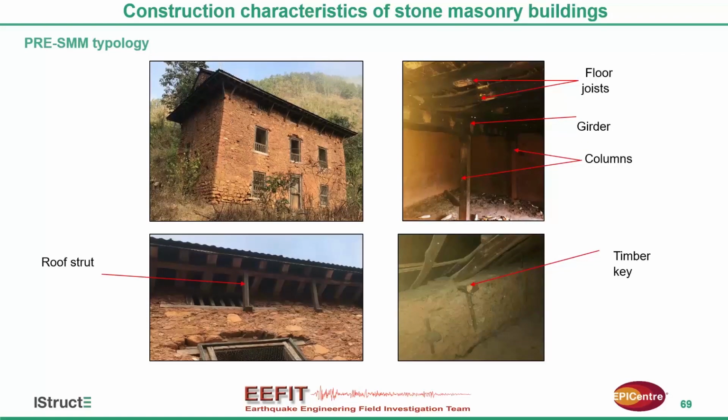Now, this slide presents the construction characteristics of the pre-earthquake typology, which is multi-storied, 2 to 3 storied. Besides the load-bearing system, it has a central timber frame system, which also takes some of the lateral load. The floor and roof structures are made of timber elements, and the roof particularly is held together by compression struts locked into timber keys, binding all the walls together to improve the global behavior.